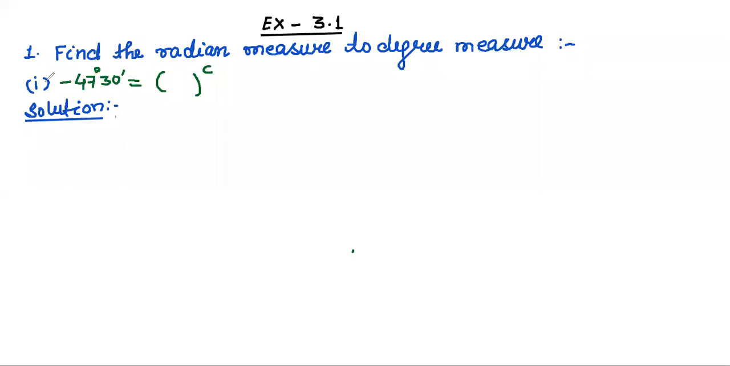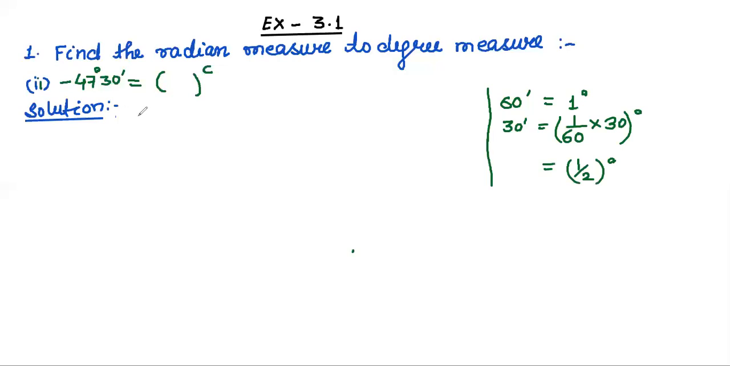Now question number 2 we'll discuss. Here also we have to convert degree into radian. So the question is minus 47 degree 30 minutes. First of all, we will convert this 30 minutes into degree and after that we'll proceed. We know that 60 minutes equals 1 degree. Then 30 minutes equals 1 by 60 into 30. So finally we'll have here 1 by 2 degree.